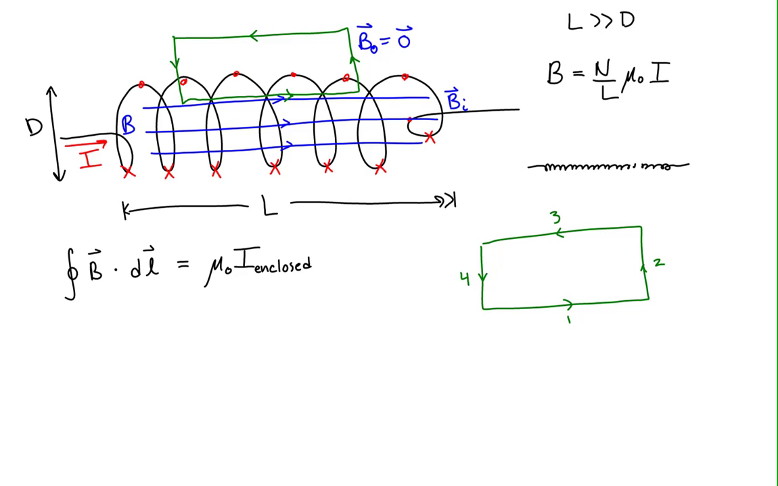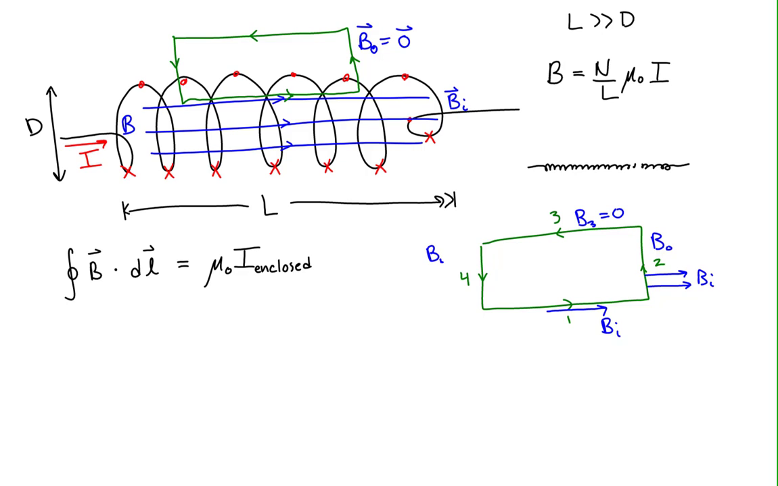We know that our magnetic field along segment 1 is to the right because segment 1 is inside the solenoid. We know the magnetic field on segment 2 will start off being inside the solenoid and ends up being 0 once that segment leaves the solenoid. We know on segment 3 the magnetic field is equal to 0. And we know on segment 4 the same kind of thing.